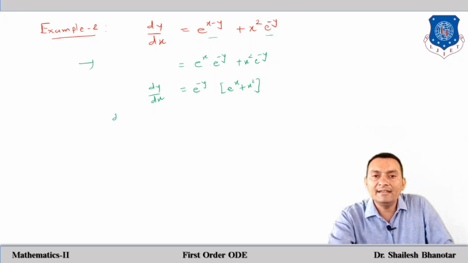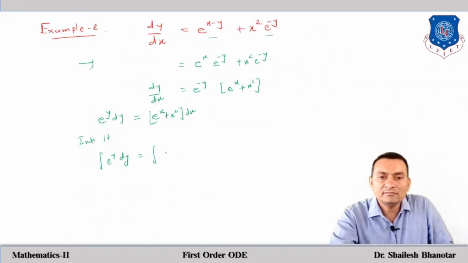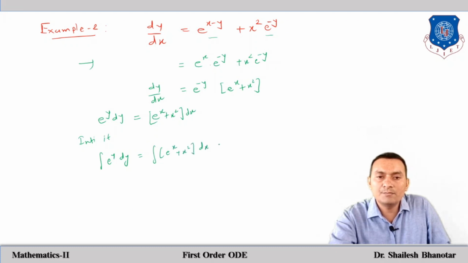Now you can see that e^y can be written on the left hand side, so it will be e^y dy = (e^x + x²) dx. Now it is required to integrate, so integrating it we have the integral of e^y dy equals the integral of (e^x + x²) dx plus the integrating constant c. The integration of the exponential function is nothing but e^y.